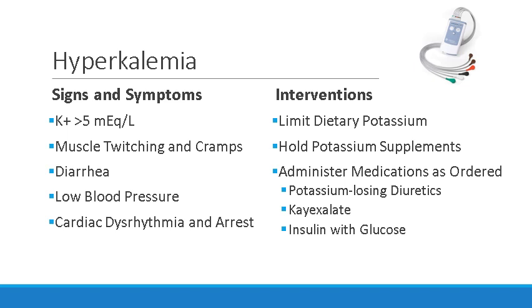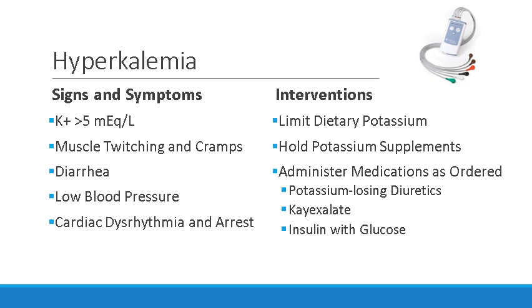So blood value is going to be greater than 5.5. We may see in these clients muscle twitching and cramps, diarrhea, low blood pressure, slow, irregular heart rates, definitely at risk for cardiac dysrhythmia and cardiac arrest. So any potassium level that's out of that 3.5 to 5 range, clients are at risk for those dysrhythmias and potential cardiac arrest.